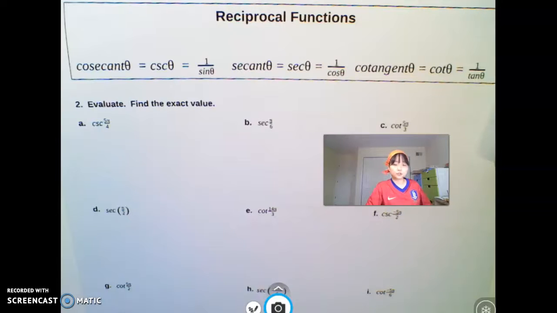Hello, so day 2 of learning target 12. Now we're going to talk about something that you might not have seen before, but trust me, this is not that bad. So we've heard about sine, cosine, tangent, right? Sine, cosine, tangent, SOHCAHTOA.